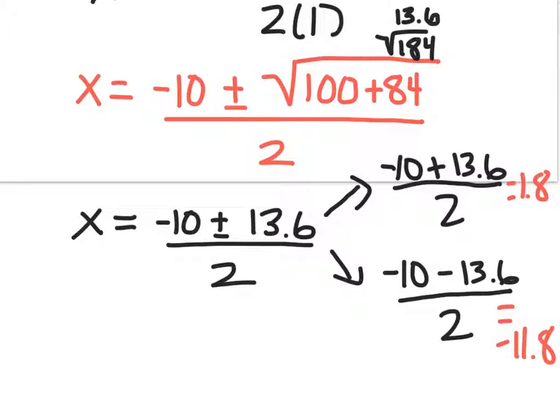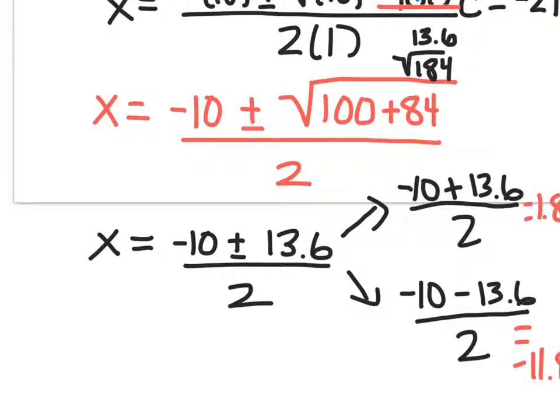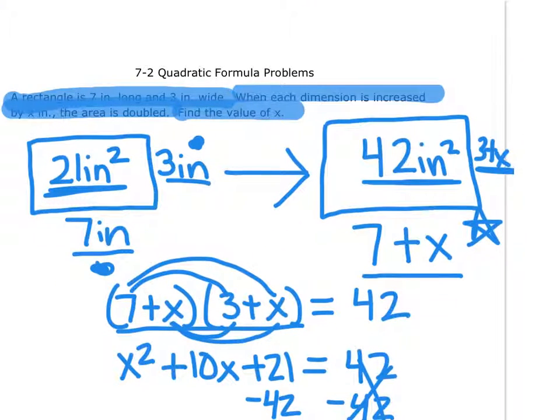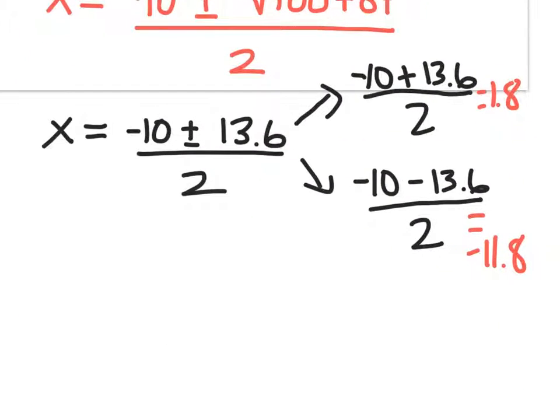Now, remember, our goal was to find the value of x. x stands for an increased value here. Okay, so to increase something, it's going to have to be a positive number. So down here, this negative 11.8 is not going to be a possible answer, because if I would add that in for x, I would get a negative value for the length of the side of a rectangle, so that wouldn't work. So my final answer here is going to be x equals 1.8.